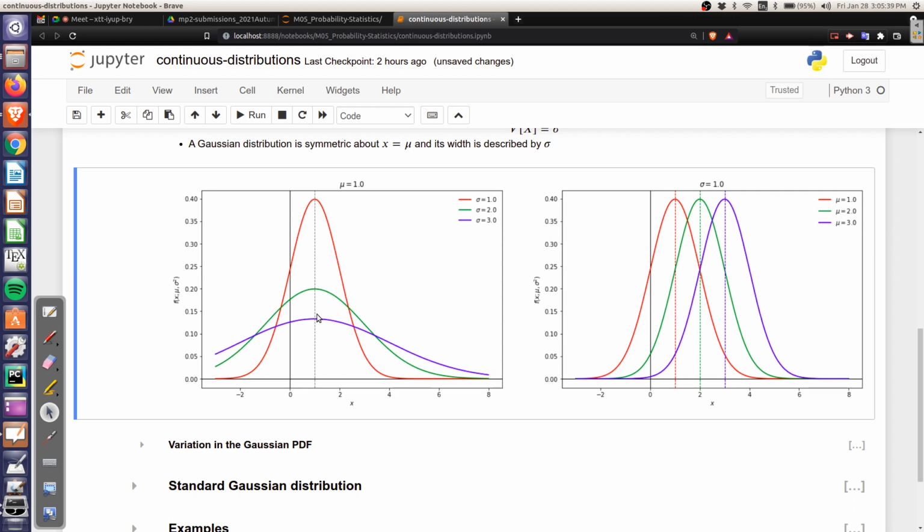Why should the height decrease? With increasing variance, why should it decrease? I mentioned some time back. Why should the height also decrease? Does anybody remember?